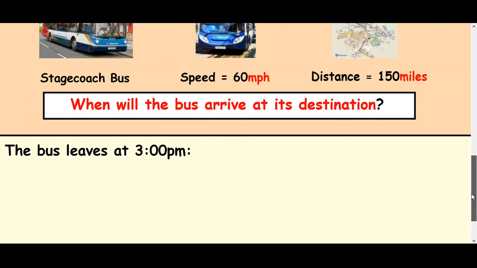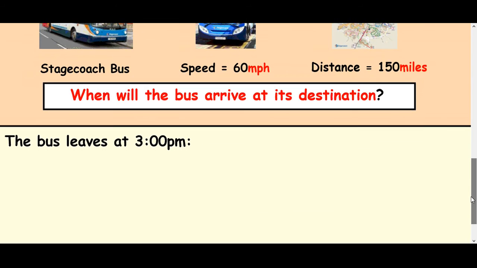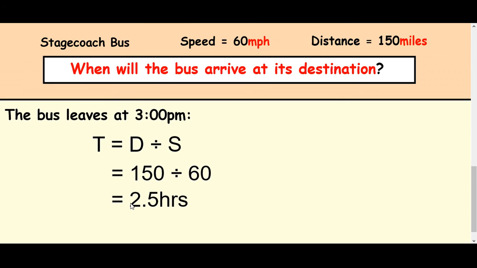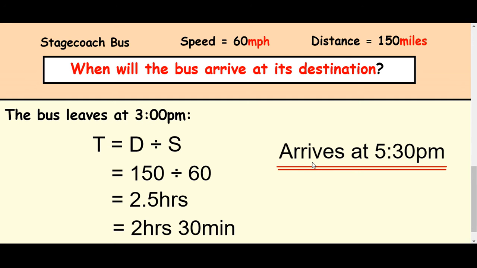Okay, next one. When will the bus arrive at its destination? Same idea. This time the distance is 150, speed 60 miles per hour, and the bus leaves at 3 p.m. So formula, 150 divided by 60. Now that comes out to be 2.5, so that's 2 hours and 30 minutes. So if you go forwards 2 hours 30 minutes from 3 o'clock, you'll get to 5:30 p.m.